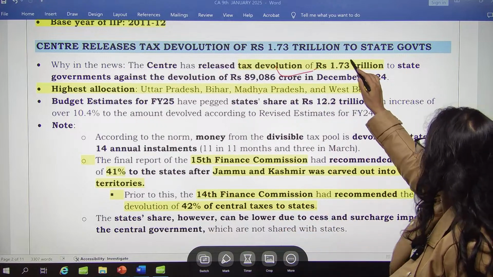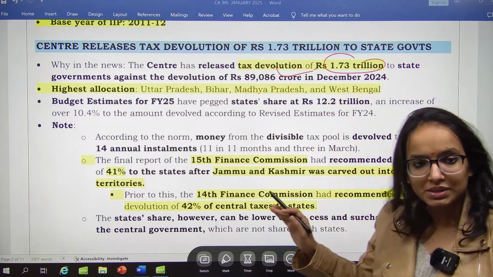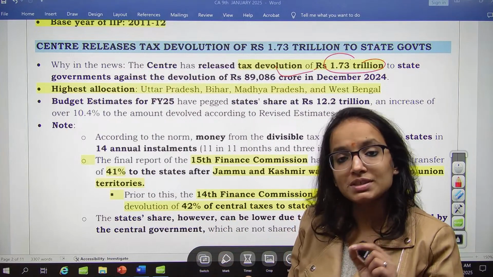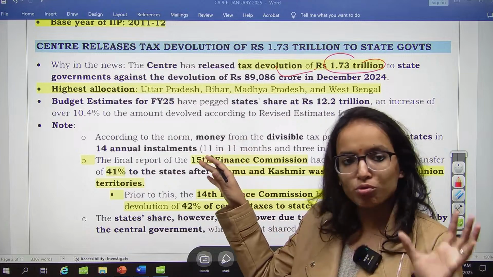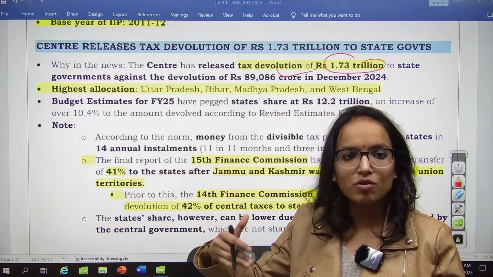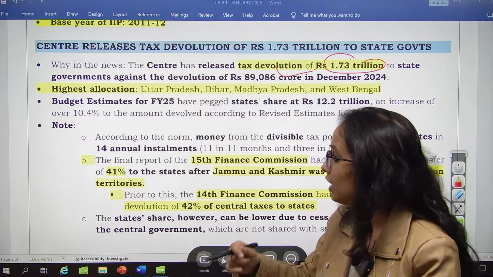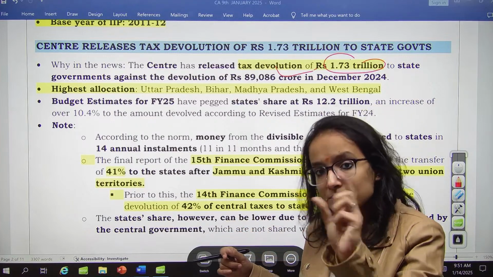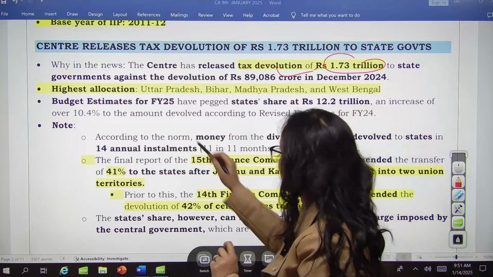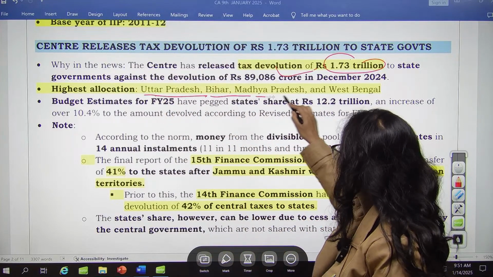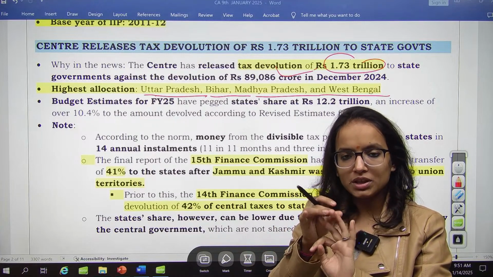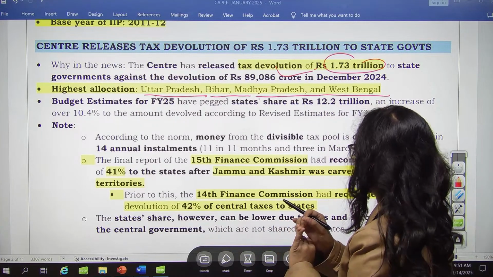Tax devolution of 1.73 trillion to state governments, right? State governments को दिया है. Now out of this, what you need to remember, which states? Out of this amount, अभी सबको नहीं दिया है. In phased manner, government provides this, right? So out of this devolution, the states which have highest share, जिनको सबसे ज़्यादा share मिला है, remember their name: उत्तर प्रदेश, बिहार, मध्य प्रदेश and West Bengal. 4 states: उत्तर प्रदेश, मध्य प्रदेश, बिहार and West Bengal.